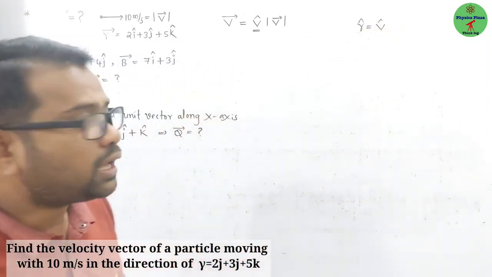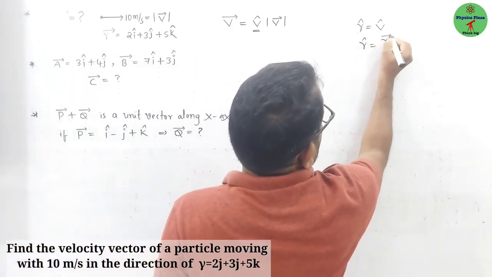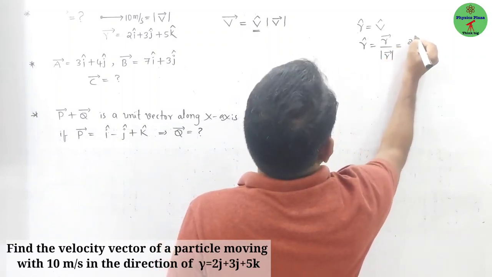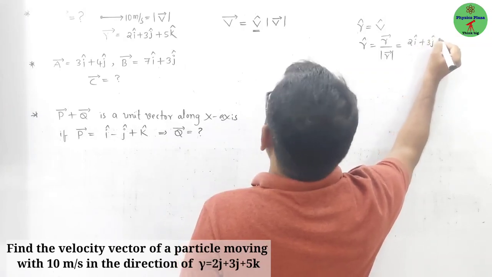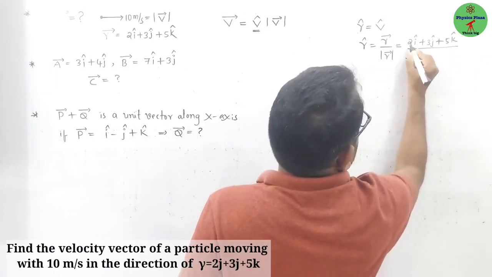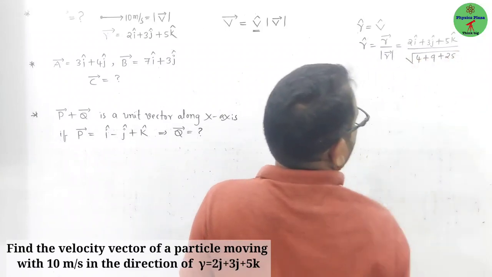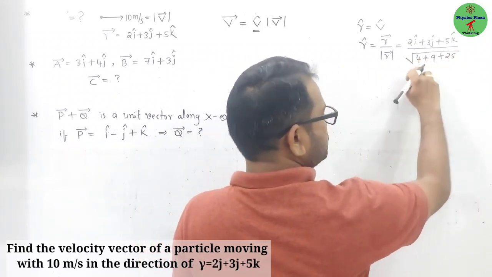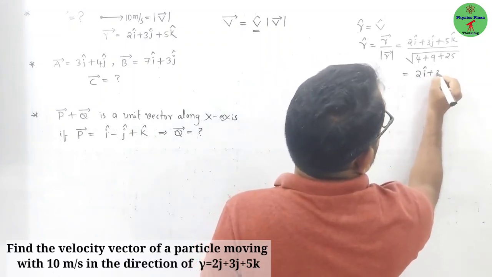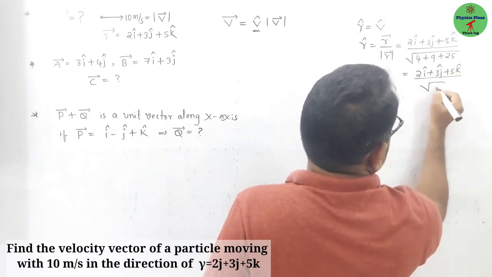That's it. But how to calculate the r cap? Yes, let us calculate here. So here r cap is equal to r vector by its own magnitude. So this is 2i cap plus 3j cap plus 5k cap. Its magnitude is going to be 2 square is 4 plus 3 square is 9 plus 5 square is 25. So how much, children, here? 25 plus 4 is 29 and 9 is 38. So r cap is 2i cap plus 3j cap plus 5k cap by square root of 38.